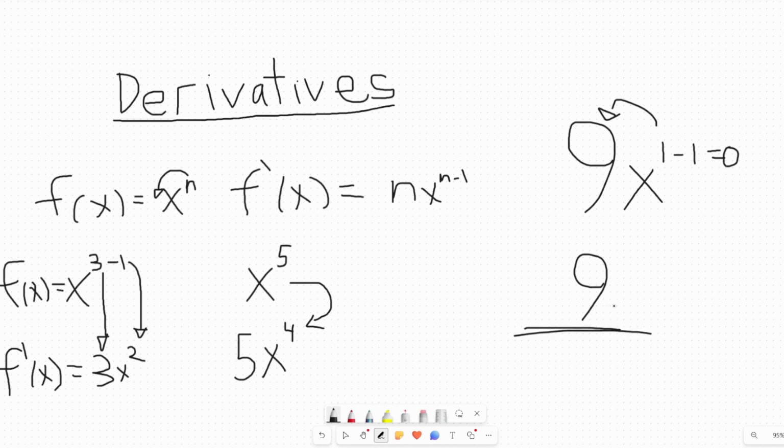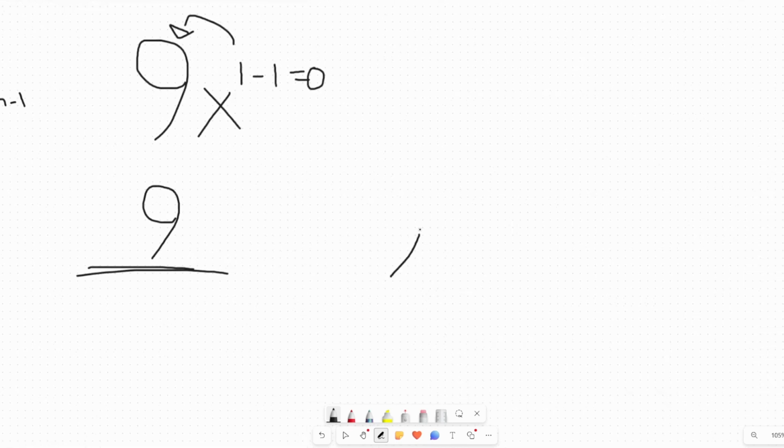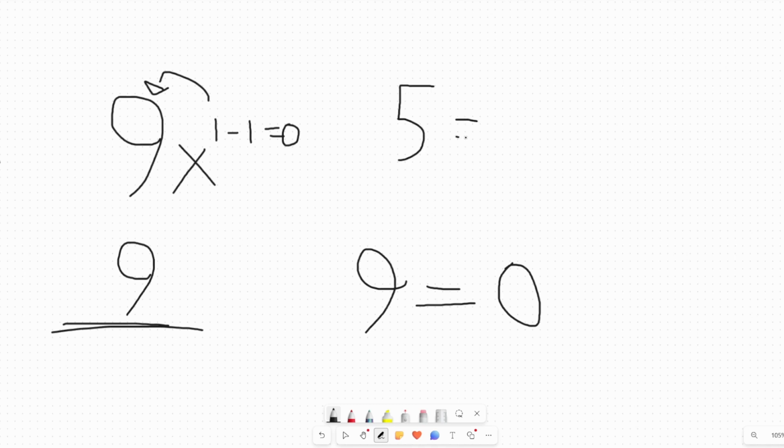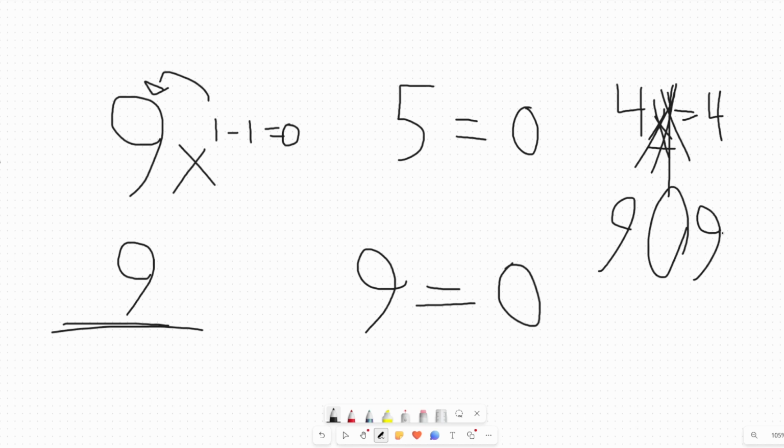That brings us to our next topic. If you just have 9, let's say, the derivative of 9 is 0. It's nothing. The derivative of 5 is also 0. The derivative of 4x is just 4. So if your unknown variable is to the power of 1, you just get rid of that whole variable and just leave the coefficient in front. So even 909x, the derivative is just 909, all right? The derivative of 1 is 0.